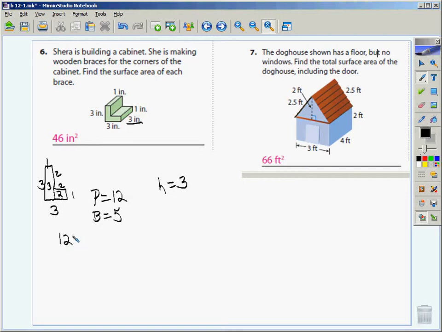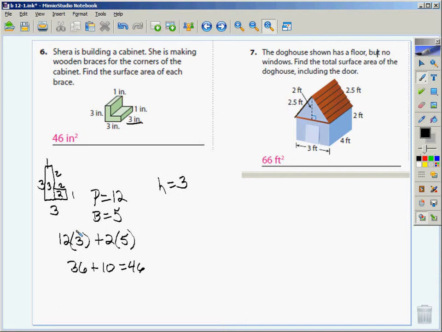P is 12. H is 3. Plus 2 times the base, which is 5. 12 times 3, 36, plus 10, 46.